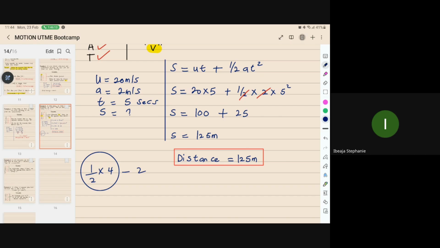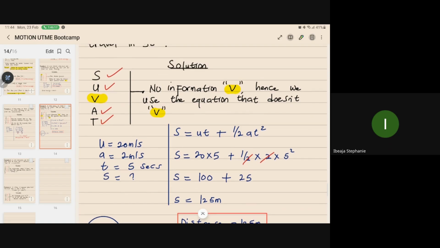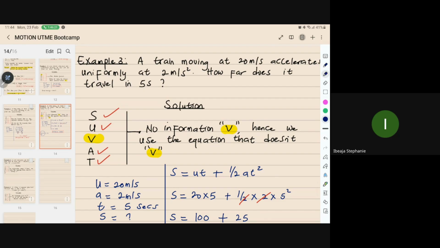All right, so let's go by it one more time. But I think it's clear actually. So check the things they didn't give you, right? Consider the stuff they didn't give you. They gave us S, they gave us U, they gave us A, they gave us T. They asked us to find S actually. So, but that means they gave us information about S. But there was no information about V. So I'm going to use the equation that does not contain V. And that equation is this.